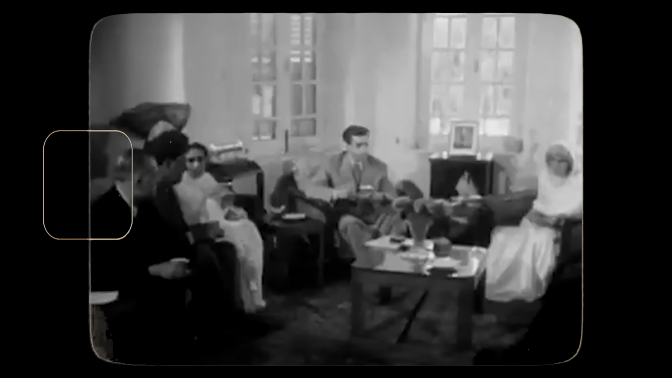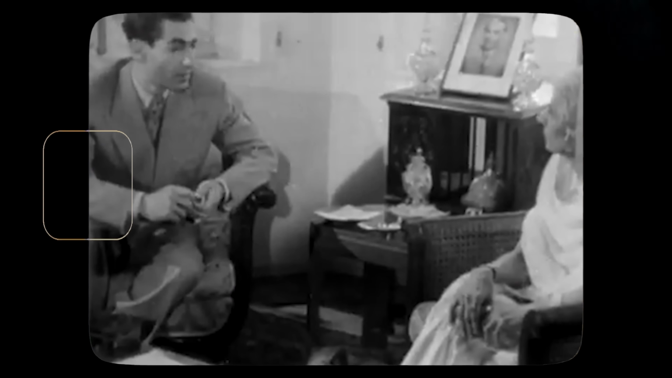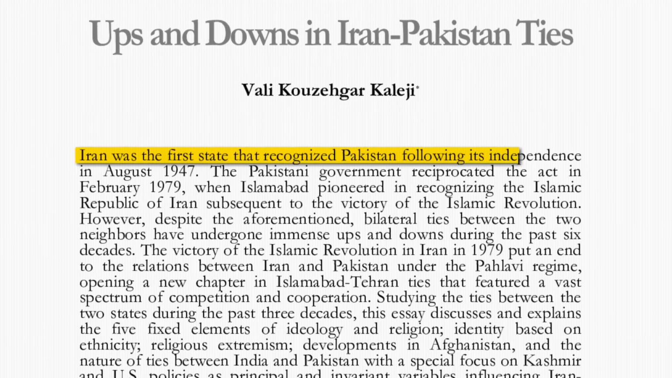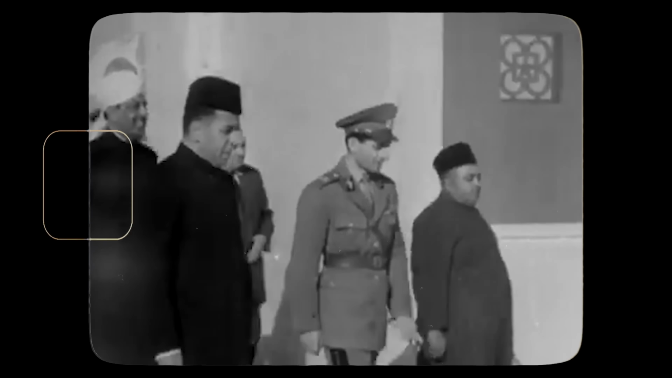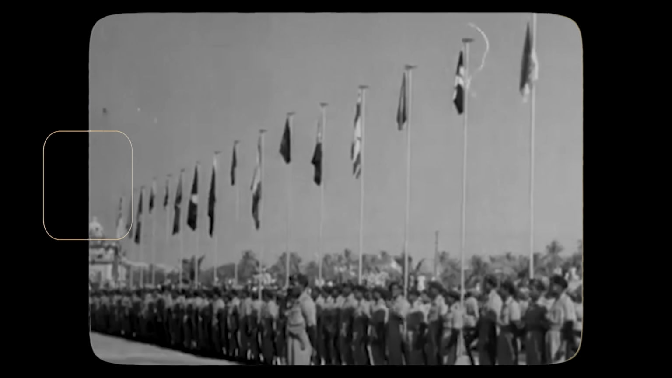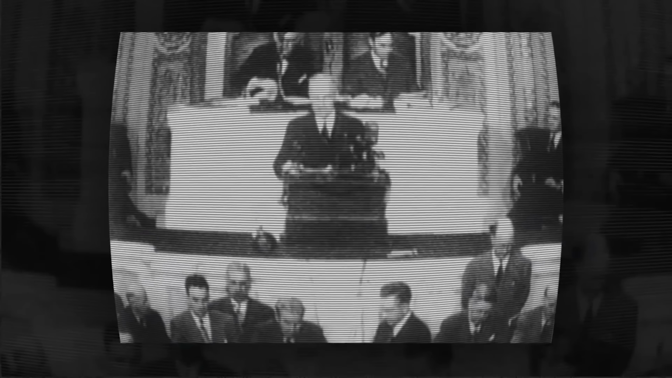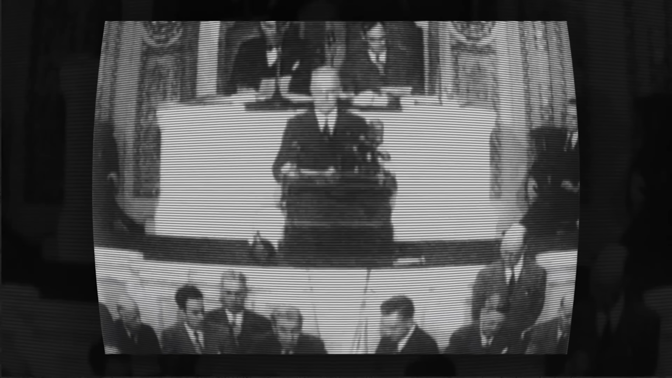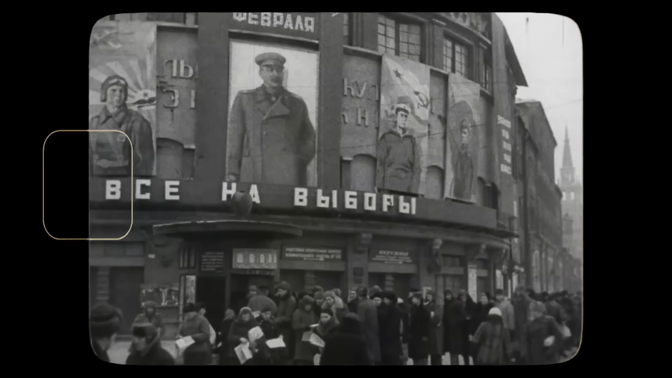So back then, Iran and Pakistan were like best friends. Iran was one of the first countries to recognize Pakistan. The Shah of Iran was the first head of state to visit Pakistan, and it just looked perfect. This friendship did not stop here. They even supported America together during the Cold War between the United States and the Soviet Union.